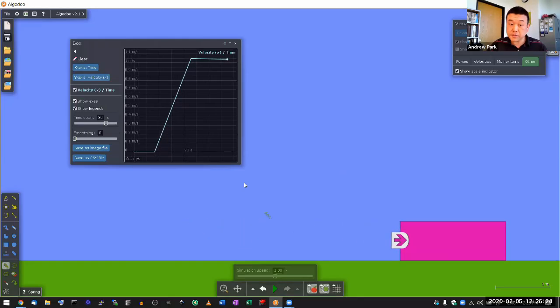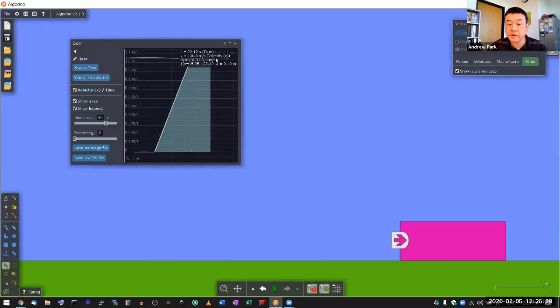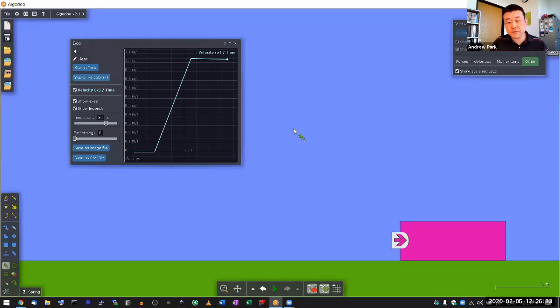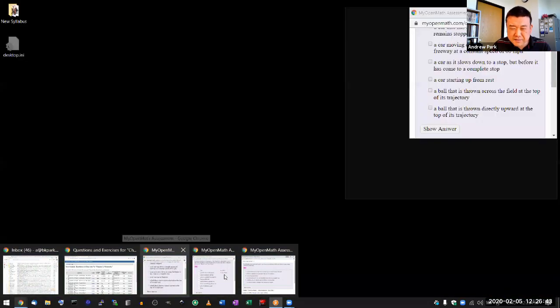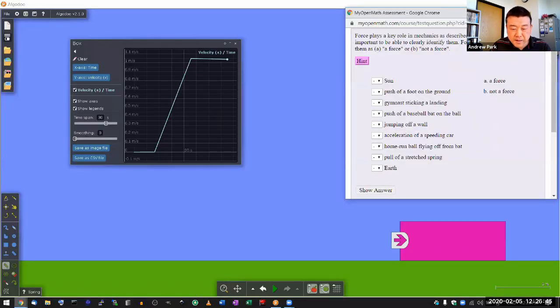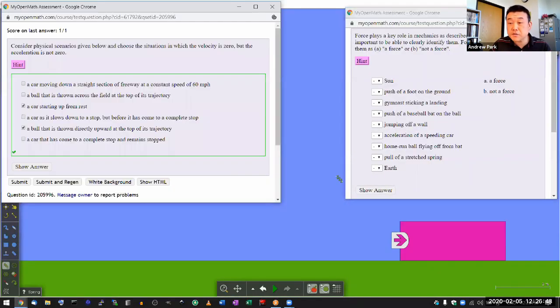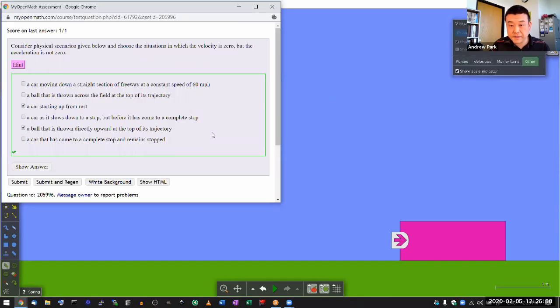All right, so this is the quantitative description of the entire motion. And this is where a quantitative description is useful. It helps you divide the motion into different parts. When we talk about a car starting from rest, it's easy to be misled by different parts of the motion. A car starting up from rest.